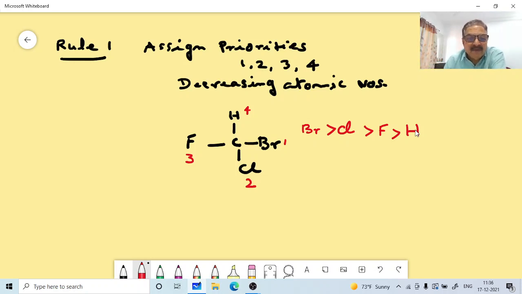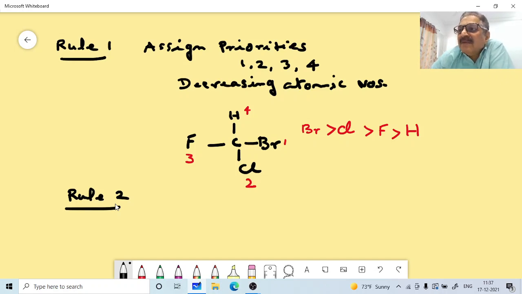Now, next one will be rule number 2. That will be slightly more interesting. Rule 2 means if 2 atoms on a stereogenic center are the same, then assign priority based on the atomic number of the atoms bonded to these atoms. You have to extend it further. The atom with the higher atomic number will determine the higher priority. So continue to work outward until you reach a point of difference.